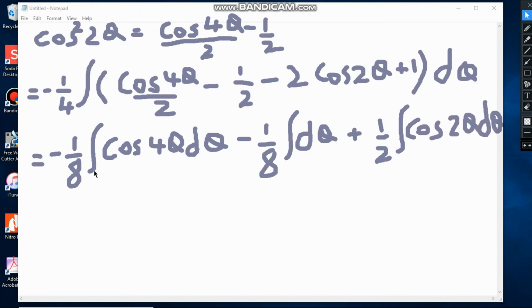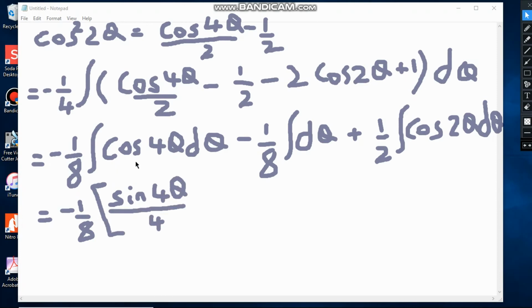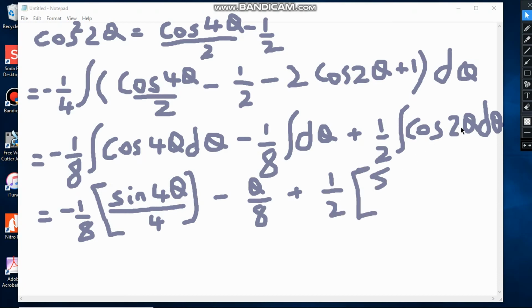So here when I integrate, I get negative 1 over 8 integral of cos 4 theta is equal to sin 4 theta divided by 4. In differentiation, we multiply by 4, so in integration, we divide by 4. So we have sin 4 theta over 4. And in this, we have theta over 8, plus a half times, in this we have sin 2 theta over 2.